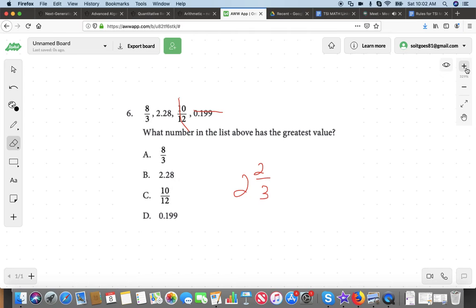Do you remember how to turn a mixed number into a fraction? Have you done that before? Yeah, I have. You multiply the 3 by the 2, that gives you 6, and then add the 6 to the 2, that gives you 8. 8/3. Those are the same. And then what's bigger, 2 2/3 or 2.28? The 2 2/3 is bigger. That's like 2.6666 repeating.